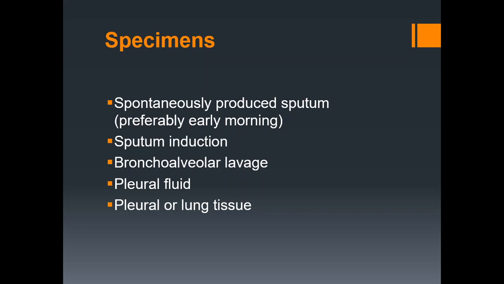So reactivation tuberculosis, these patients usually have cough and sputum production. The specimen, if he is producing sputum, we send it for Ziehl-Neelsen stain and mycobacterial culture. Also, we can send it for PCR. If the patient is having a dry cough, we can induce sputum by giving hypertonic saline nebulization, or sometimes we go for bronchoalveolar lavage. We do bronchoscopy and we inject normal saline in the affected segment or lobe of the lung, and we retrieve the fluid and send it for microbiology.